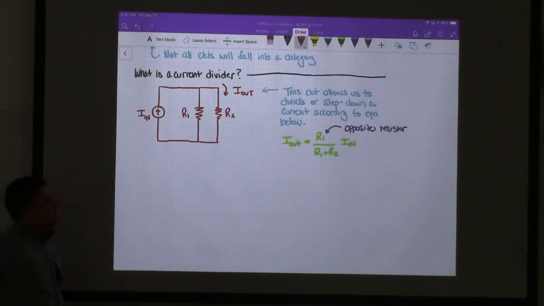So current divider is a circuit that allows us to divide current, as the name would suggest. And we presented the expression for that.